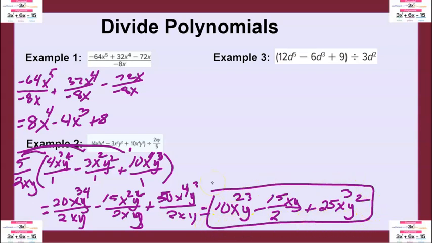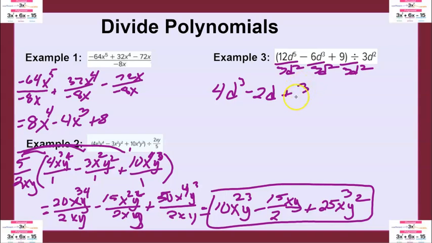On the last one, we're dividing by 3d squared. You could use long division, but for this one, I think it'd just be quicker to divide everything by 3d squared. And that would give us 12 divided by 3 is 4d to the 3rd minus 2d plus 3 over d squared.